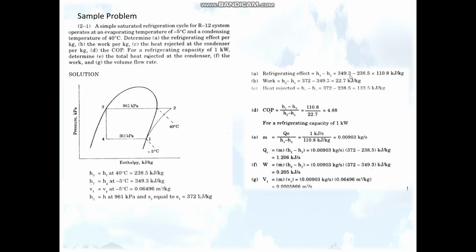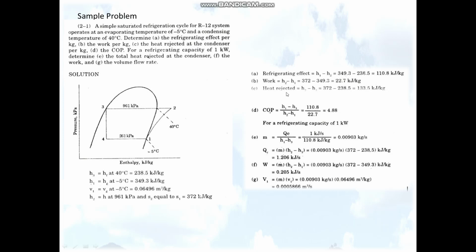H1 is 349.3. H3 is equal to 238.5, which will give us 110.8 kilojoule per kilogram. For the work of compression, that will be H2 minus H1. This is H2, 372, minus H1, which is 349.3, which will give us 22.7 kilojoule per kilogram.